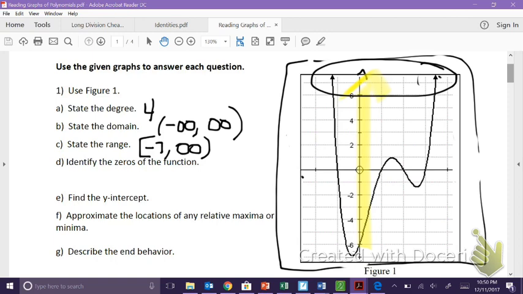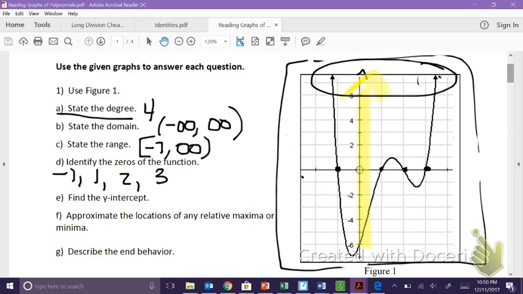The next thing is to identify your x-intercepts. Ladies and gentlemen, your x-intercepts are where it crosses your x-axis. Right? How many roots does this have? 1, 2, 3, 4. Further verification that we have a degree of 4. All right, so what we would say is -1, 1, 2, and 3.